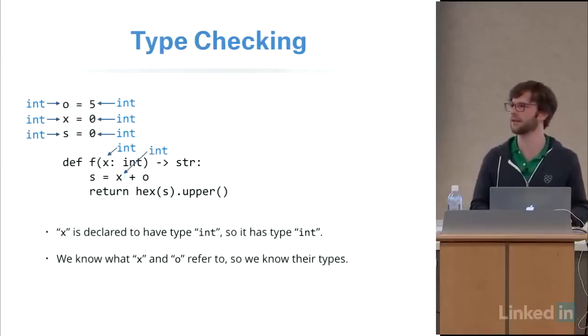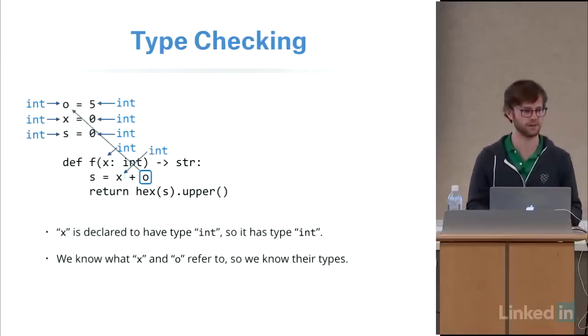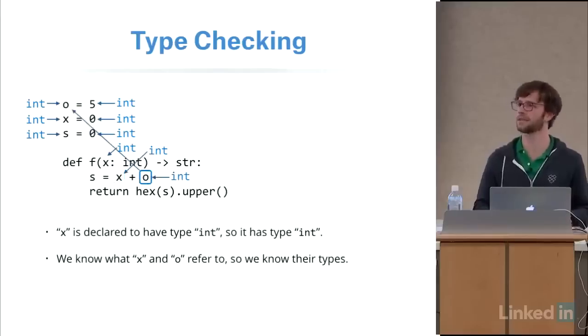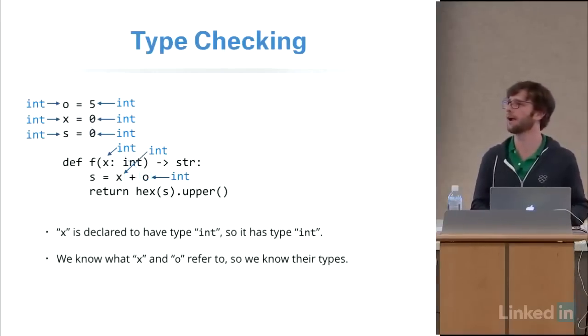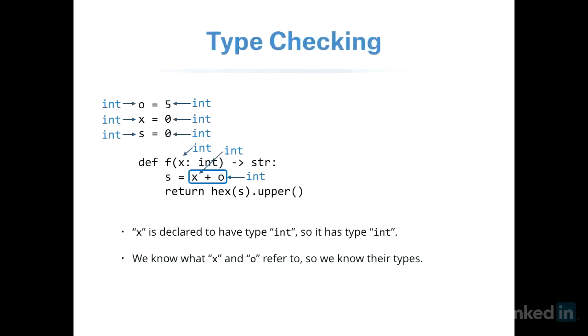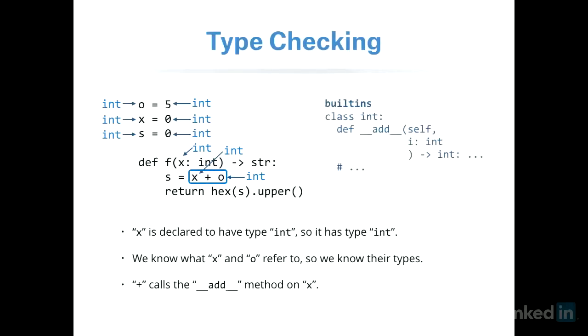And the same thing with O. We know it refers to this O here. That has type int. And so this O has type int. And now we can do some type checking. We say, all right, let's look at x plus O. Well, we know that we can look up the definition of the plus function, and we can see that, oh, yes, if you give it an int and an int, it returns int, and that's valid. And we know that now the left-hand side also has type int.